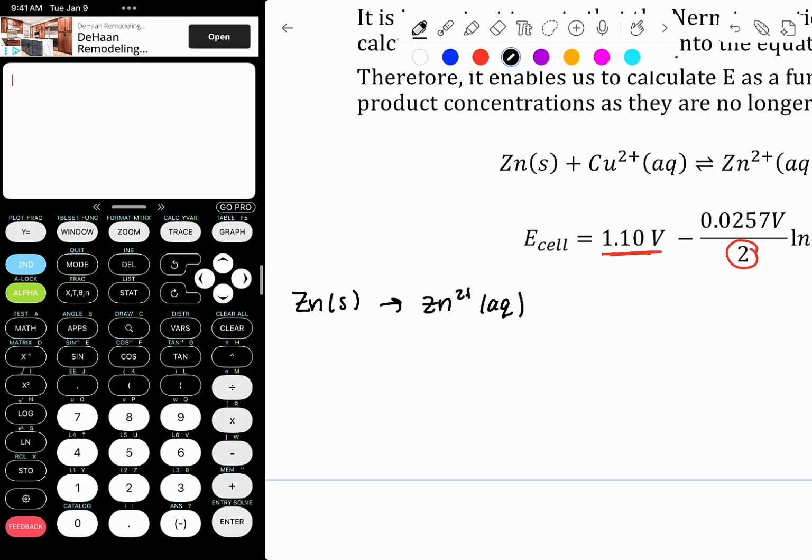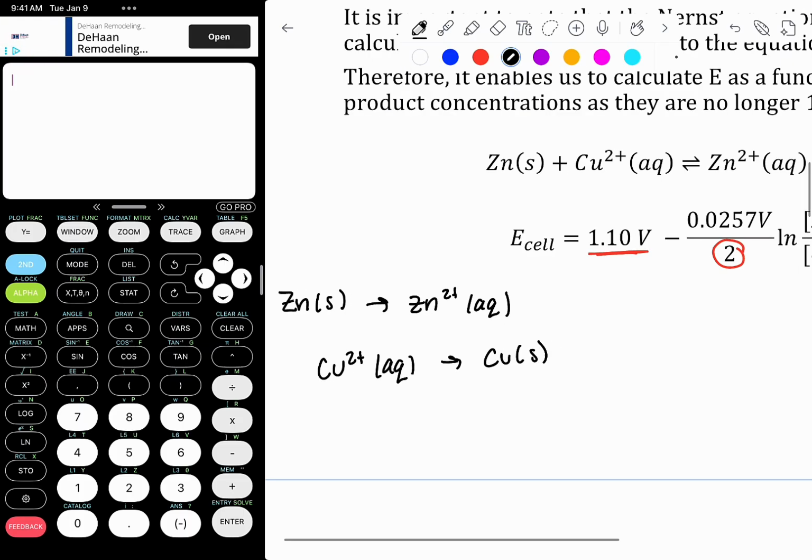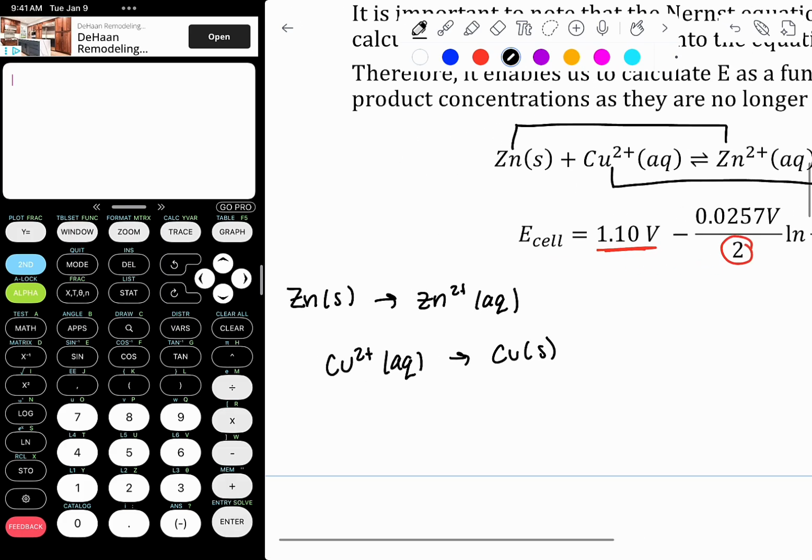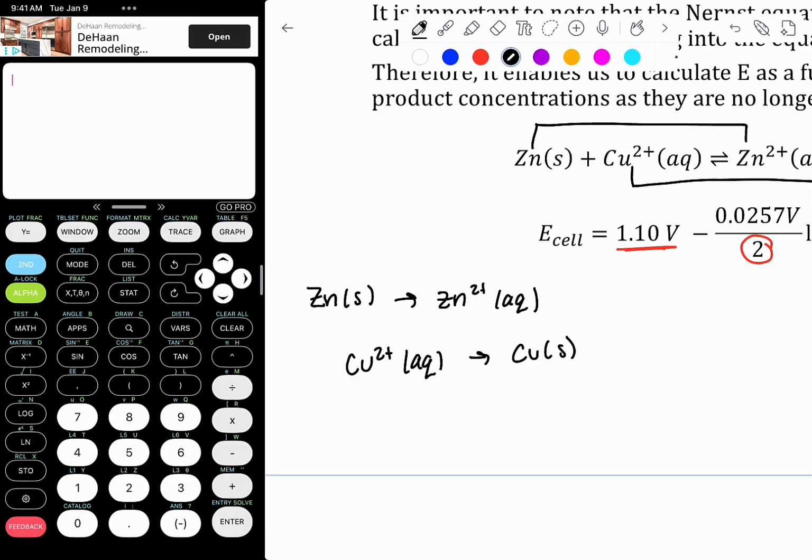And then we also have copper ion, copper 2+, going to copper solid. So those are our two half reactions. So zinc turned into zinc 2+, copper 2+ turned into copper solid. So now we just need to balance for our electrons. So on my zinc, I have a 2+ on this side of the reaction. So I need to add 2 electrons onto the other side.